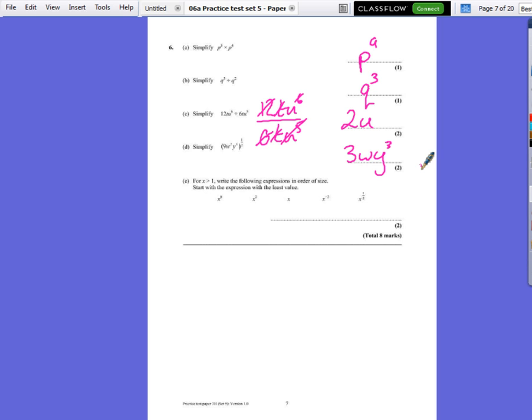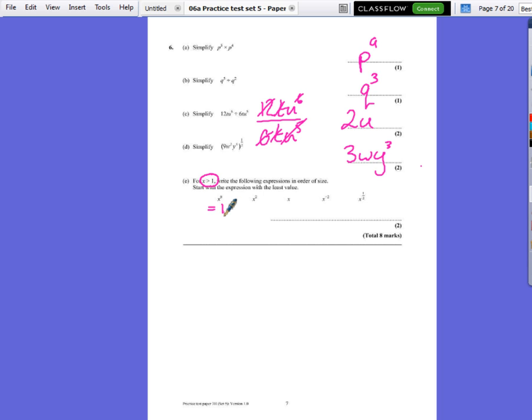For x is greater than 1, write the following expressions in order of size. Well, it's really important that x is greater than 1, because when you multiply a number that's greater than 1 by itself, it's always going to be bigger, so that's really important. So if we start at the first one, x to the power 0, anything to the power 0 is always 1. x squared is obviously going to be bigger than x, because you multiply it by itself.